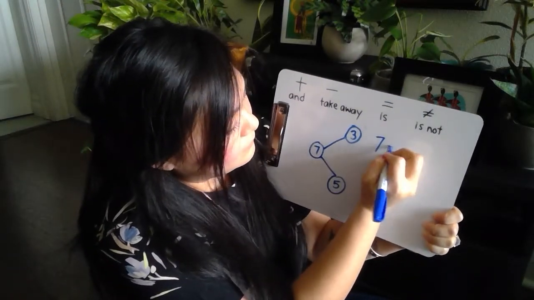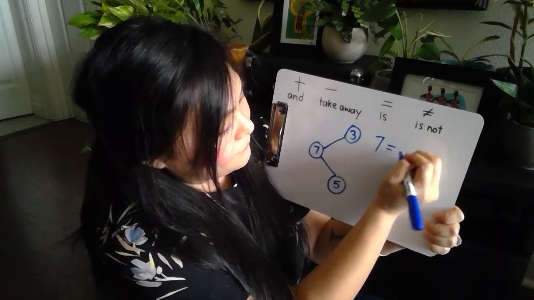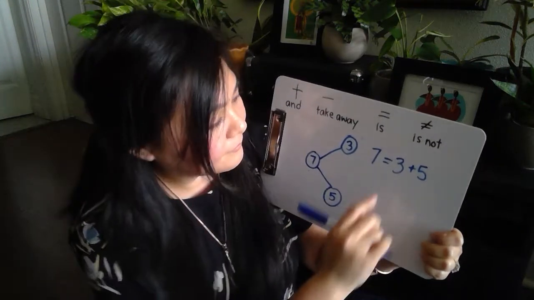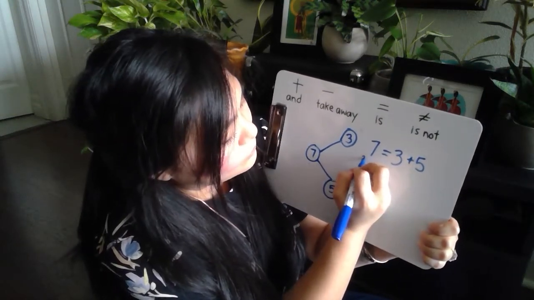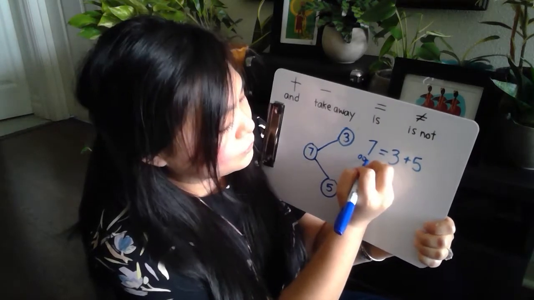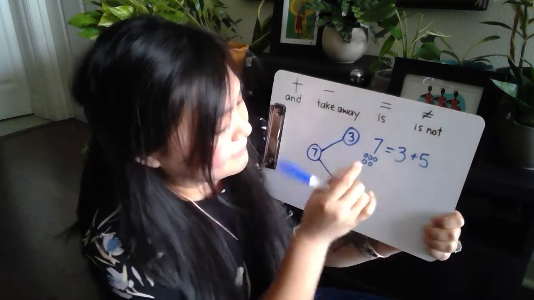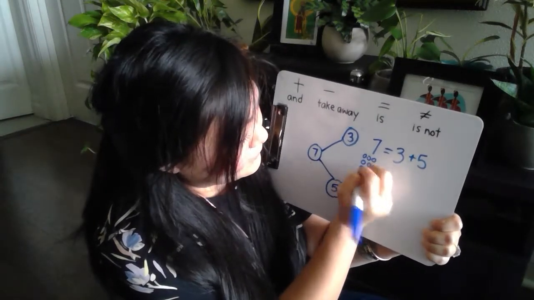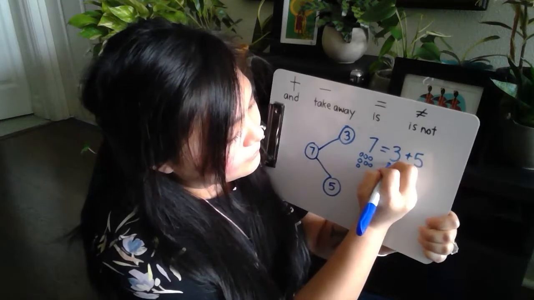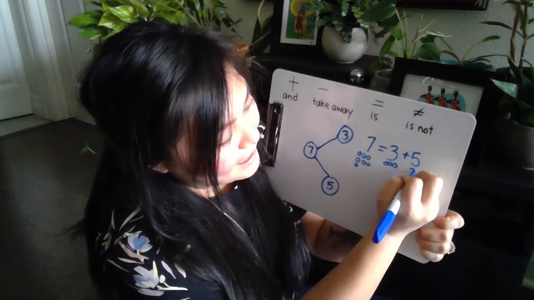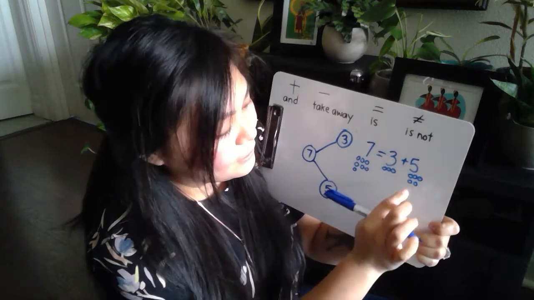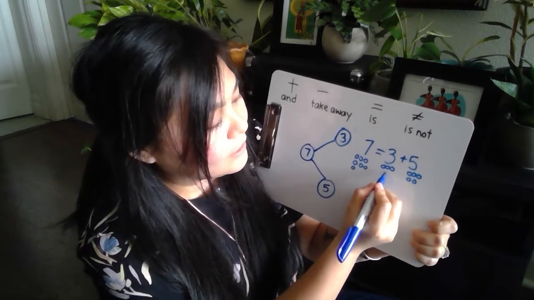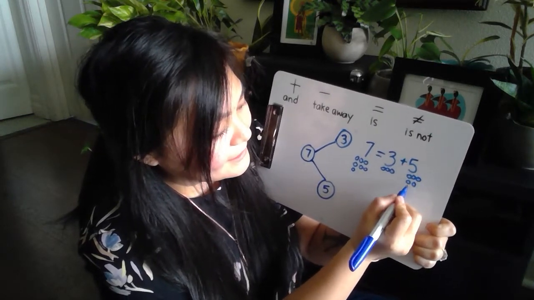So 7, the whole, is the same as these two parts, 3 and 5. Again, I'm going to draw circles to match these numerals, so I know how many are on this side of the equation and this side, to see if they match or if they're equal. So 7 circles, the same as this numeral 7. Drawing 3 circles to match the numeral 3, and 1, 2, 3, 4, 5 circles to match the numeral 5. Now I'm going to add these together. Count with me. 1, 2, 3, 4, 5, 6, 7, 8.